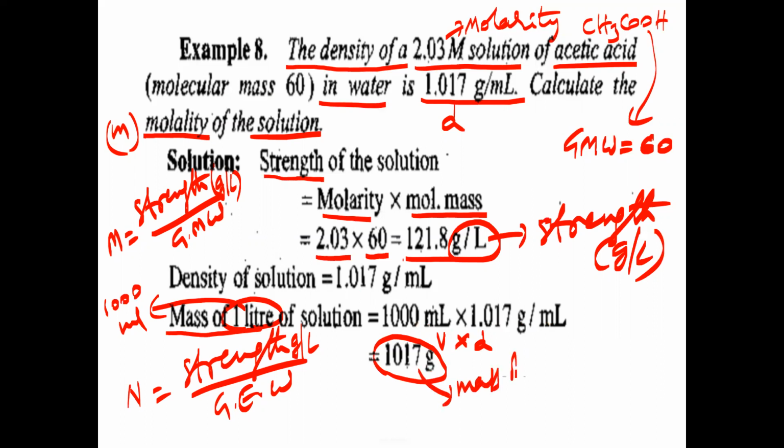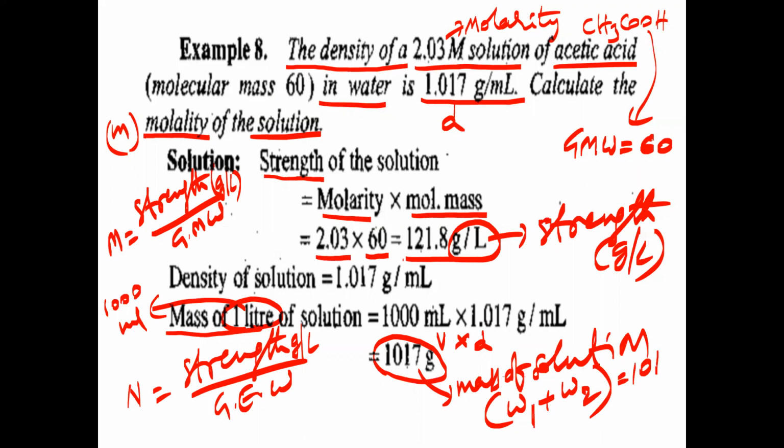Remember, mass of solution means mass of solvent plus mass of solute. W1 plus W2, weight of solvent plus weight of solute, is equal to 1017 grams. Is that clear? This is one of the examples.